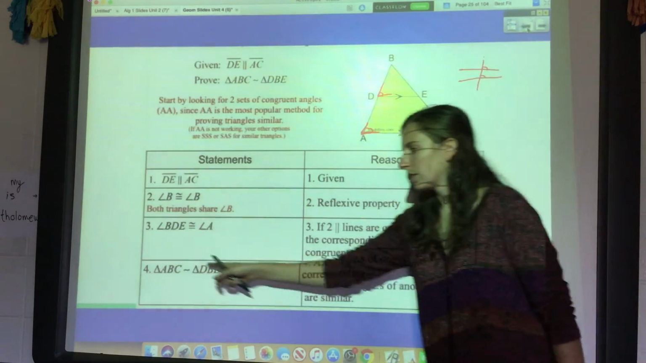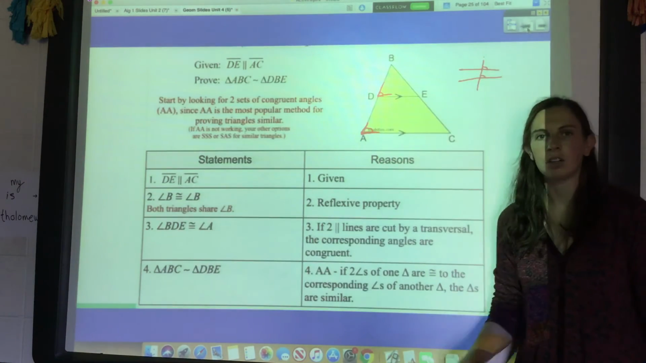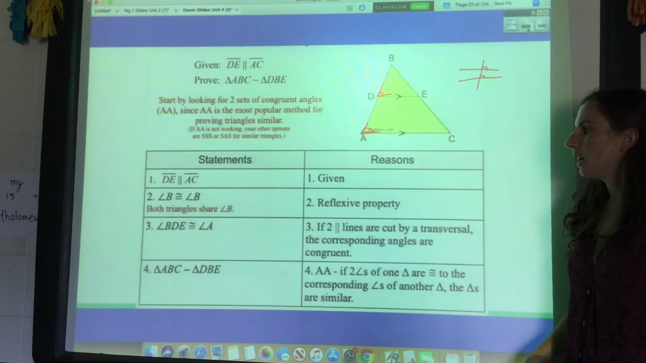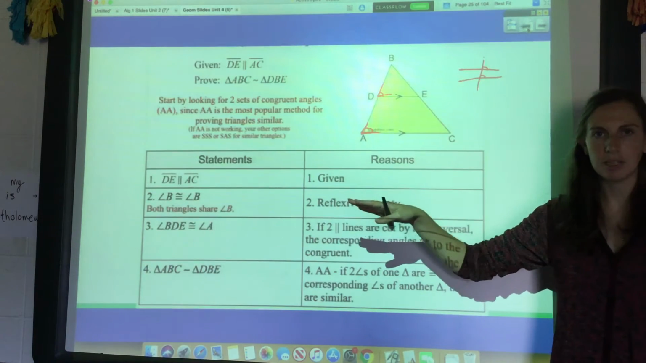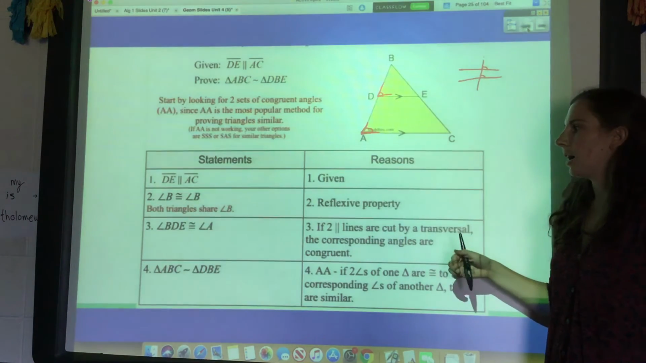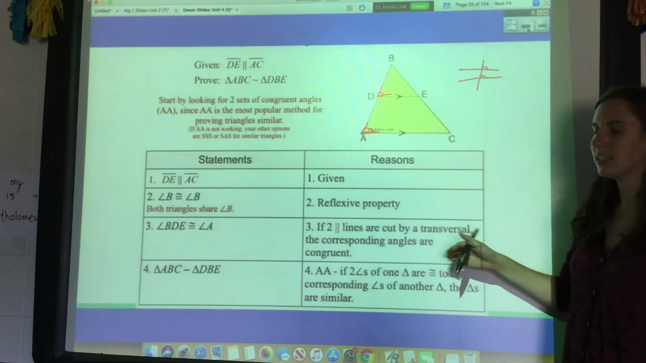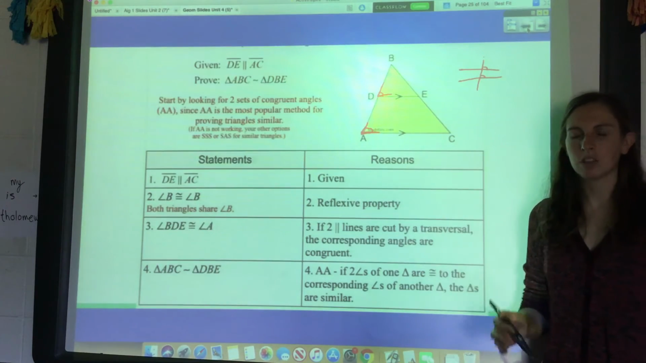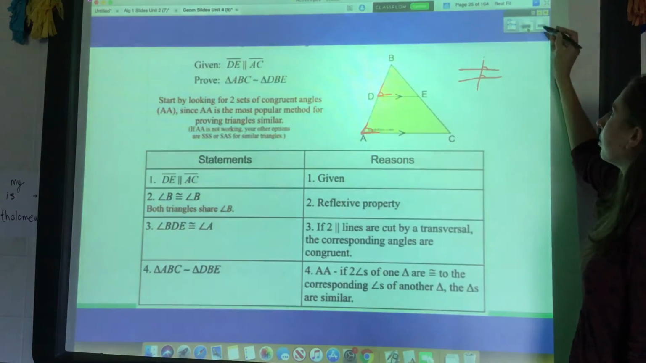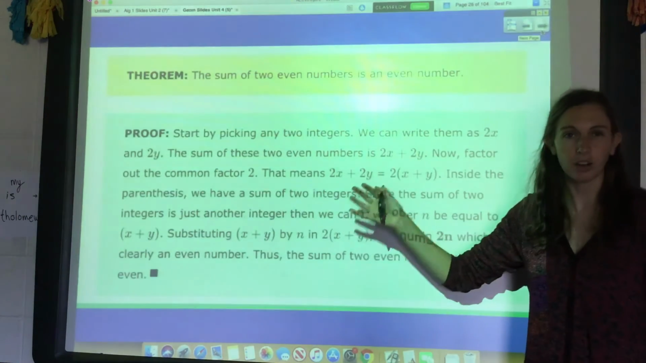How do I know they're similar? Because of the angle-angle theorem. So you need to have reasons for your statements to make it a good proof. But it doesn't have to be written like this. The more advanced you get, the more your proofs will look a little more just like paragraphs.